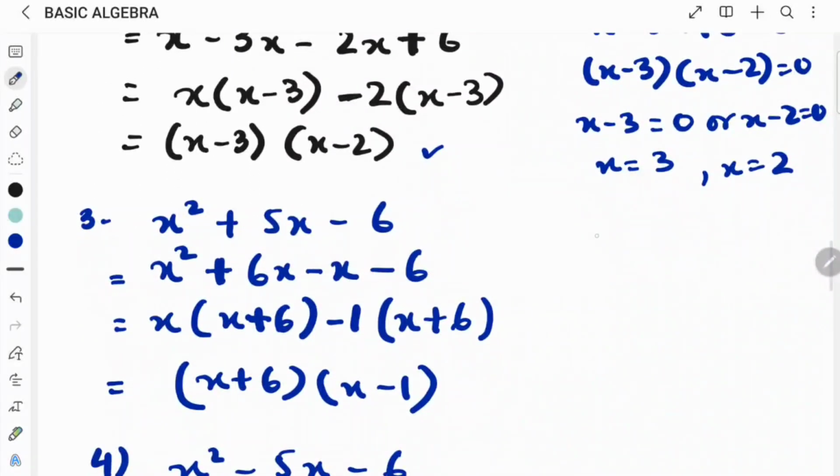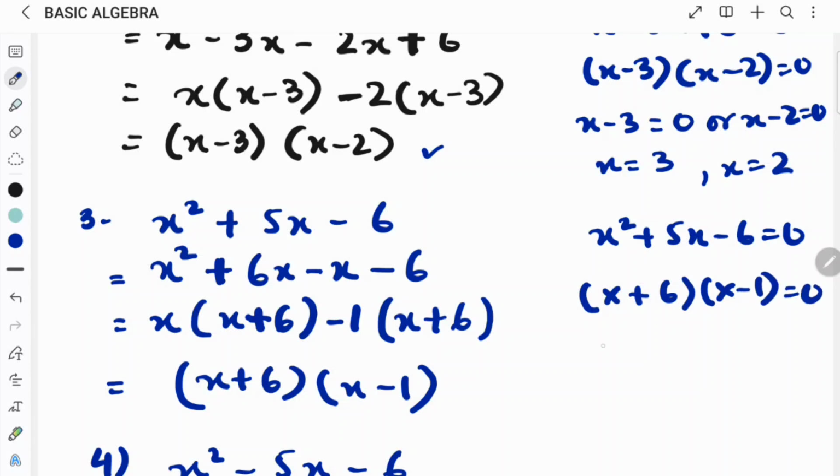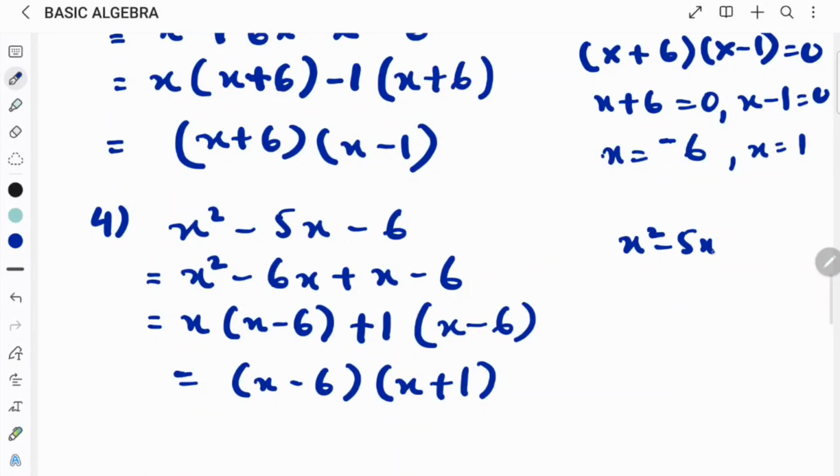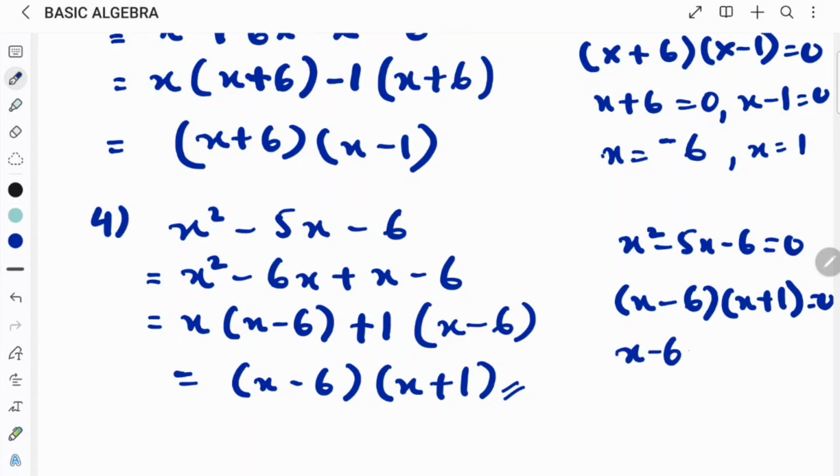So for this one, if the question is x square plus 5x minus 6 equals to 0, you get x plus 6 and x minus 1 equals to 0. Then either x plus 6 is equals to 0 or x minus 1 is equals to 0. So x equals to minus 6 and x equals to positive 1. For example, this question, x square minus 5x minus 6 equals to 0. Then what do you have? X minus 6, I'm copying down this answer. X minus 6 and x plus 1 equals to 0. Then x minus 6 equals to 0 or x plus 1 is equals to 0. So x equals to 6 and x equals to minus 1.